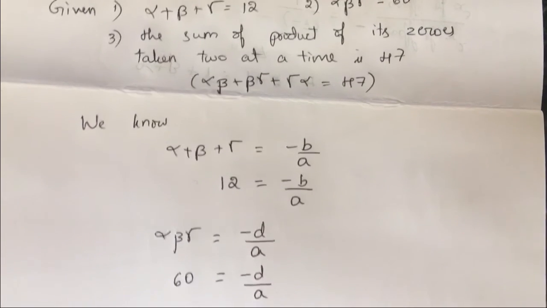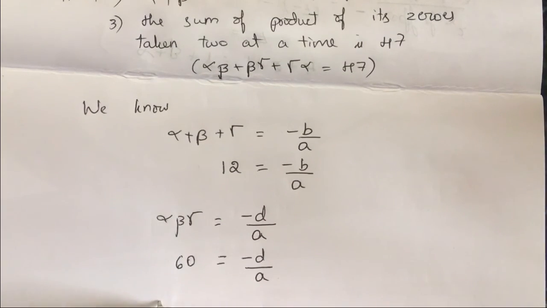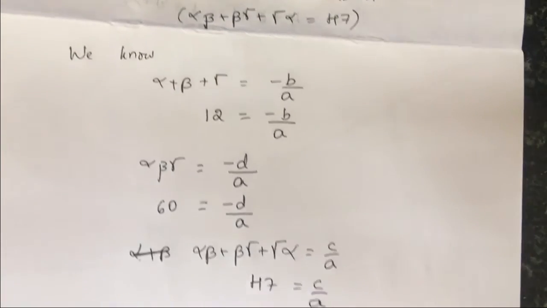Now then, alpha beta plus beta gamma plus gamma alpha equal to c by a, which is nothing but 47 equal to c by a.